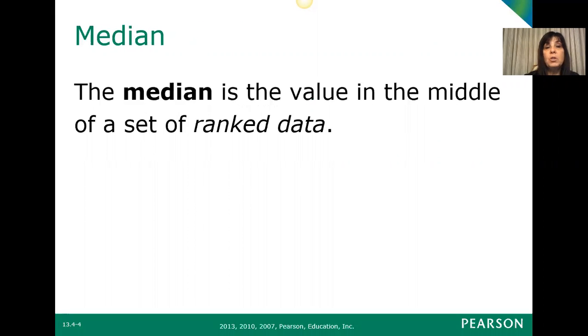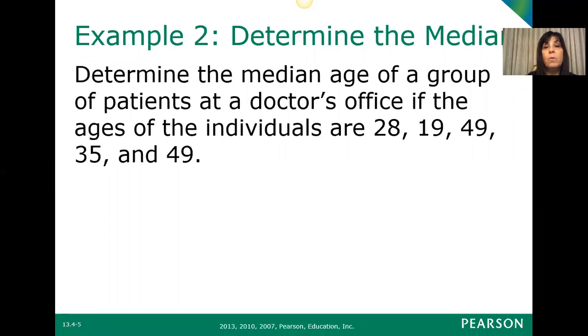Another measure of central tendency is the median. The median is the middle value when the data is in order. So when you're doing a median, you must put the data in order from low to high, and then you're going to look for the middle value.